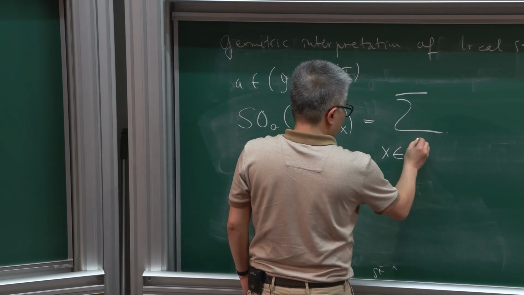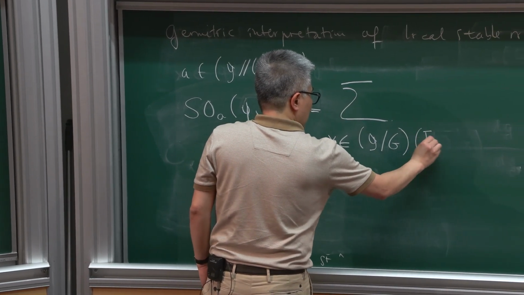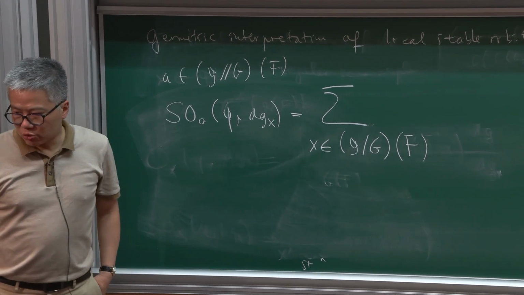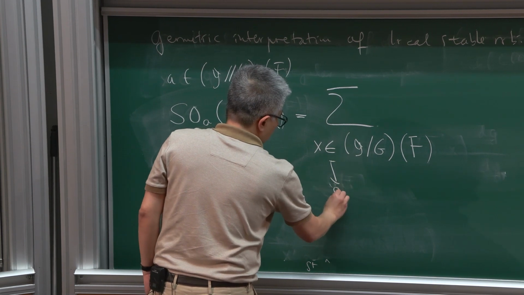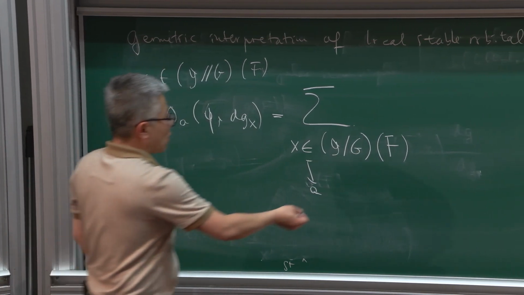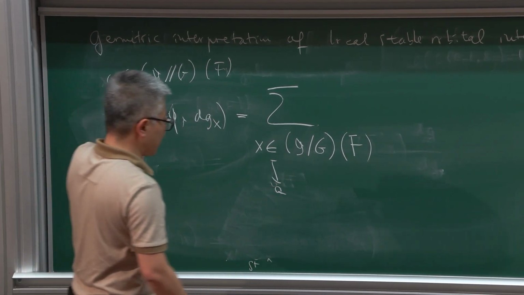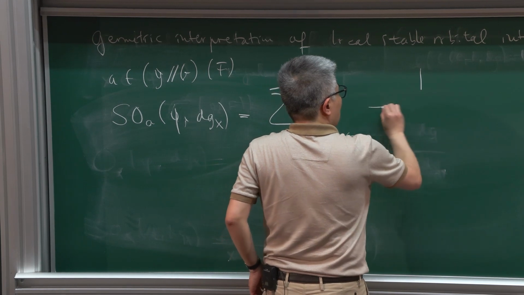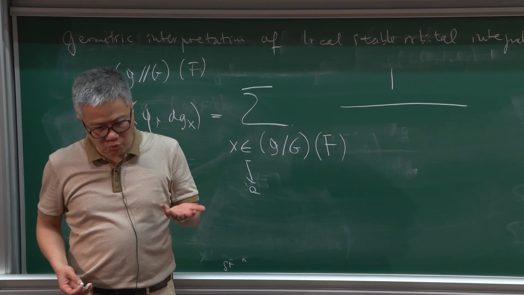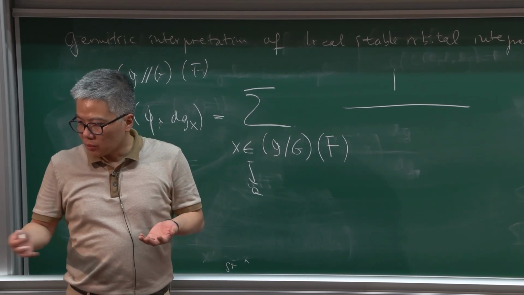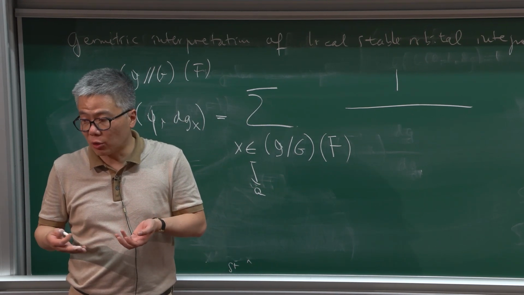inside, isomorphism classes of objects of this quotient that lie over A. And then it's one over... So there are actually finitely many objects. But the trouble is, when you count points on the groupoid with finitely many objects, you want one over the cardinality of the automorphisms.